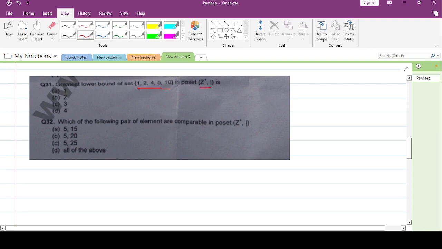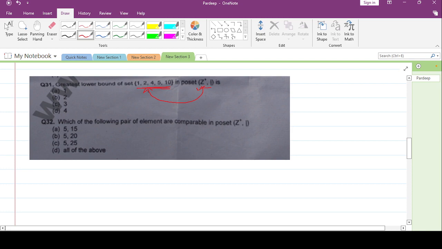Now by lower bound we mean that we want to find the greatest lower bound. That is, we want to find that element of Z plus which divides all these elements.